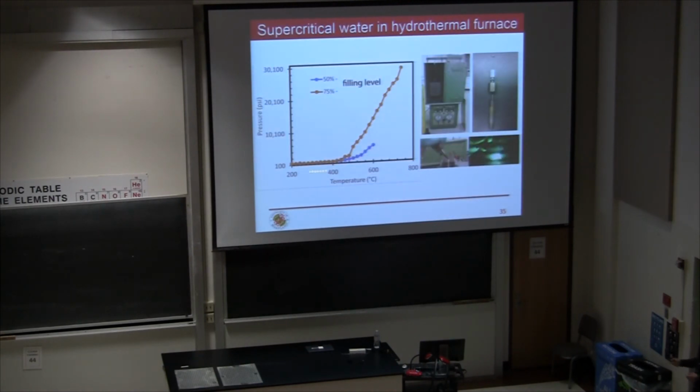So this is just an example of temperature as a function of pressure that we've actually done. We have a platinum liner, and we use that to get up to these temperatures. And you can see we can get up to 30,000 bar or psi of pressure, which is really, really high.